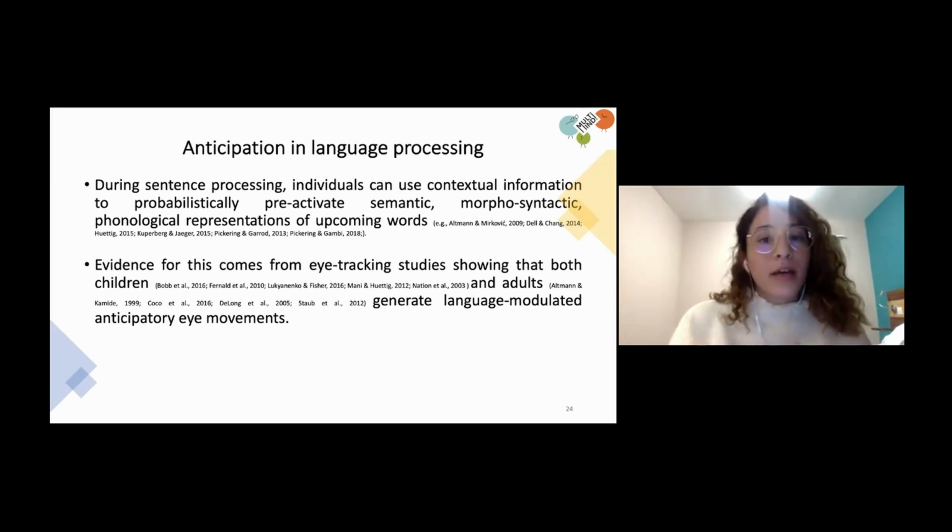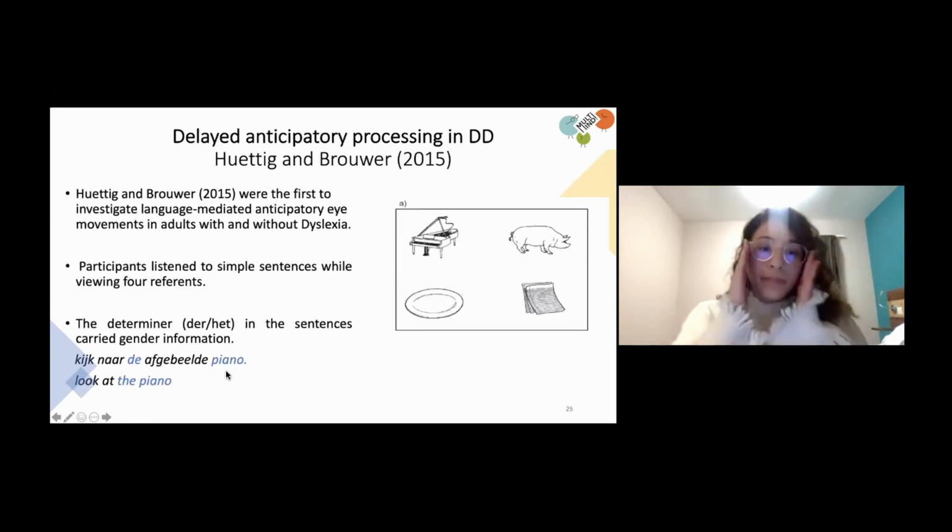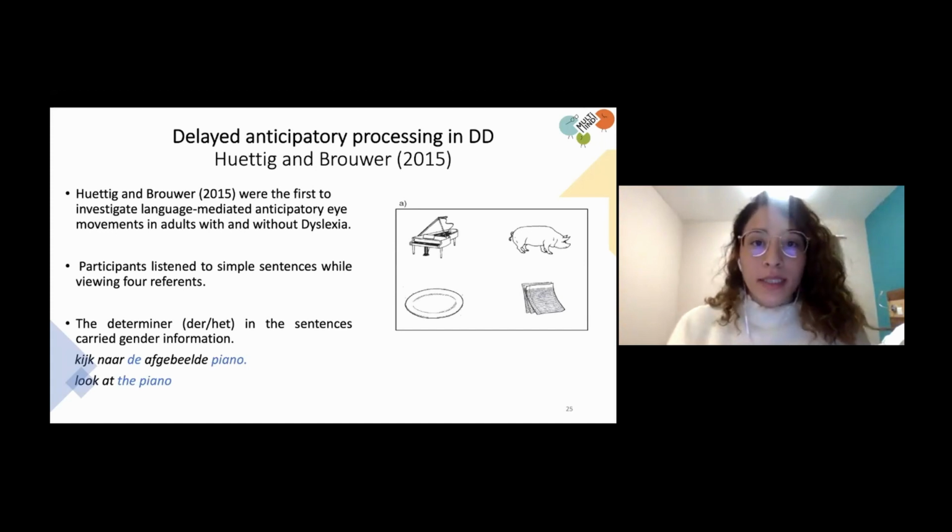Evidence for this has been documented through eye tracking studies in which adults as well as children have been shown to display language-modulated anticipatory eye movements. For example, one of the studies that investigated predictive language processing in adults with dyslexia was by Huettig and Brouwer. What they basically did is read simple sentences to the participants. Then, using eye tracking, they wanted to see whether the participants are able to extract information about the target word from the determiner that was produced in these sentences.